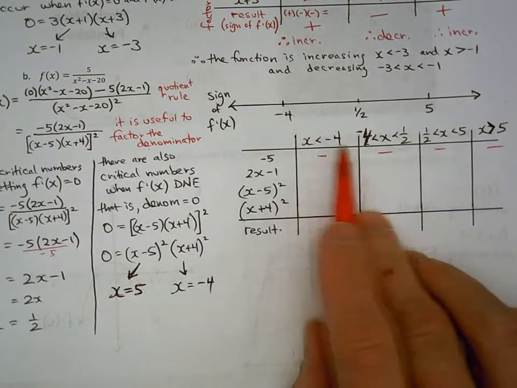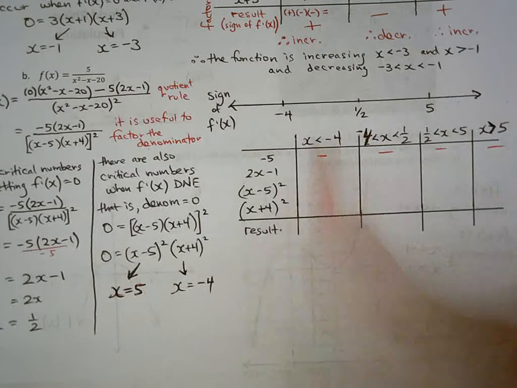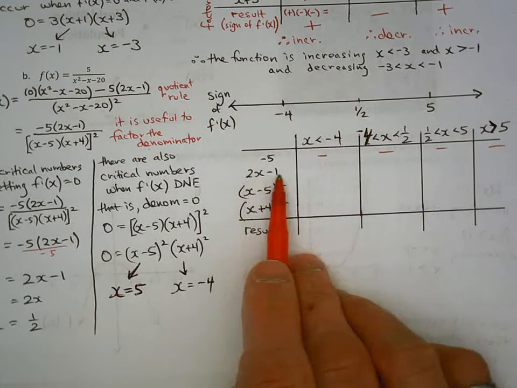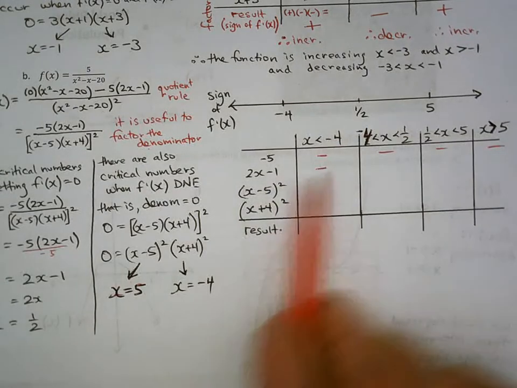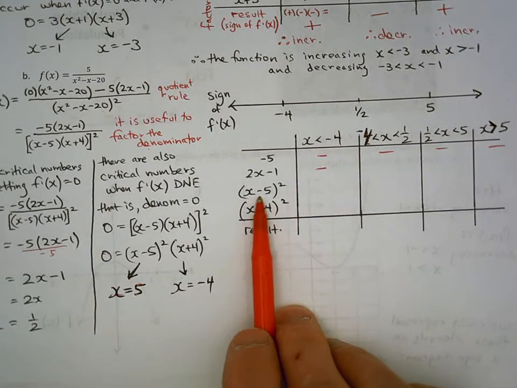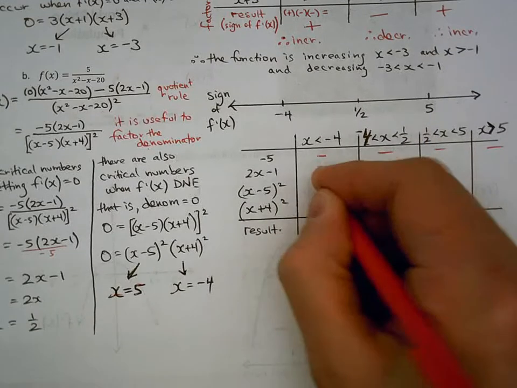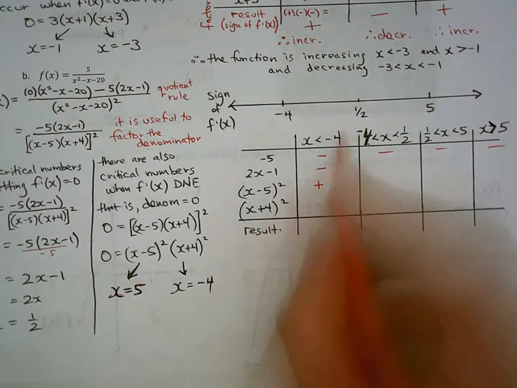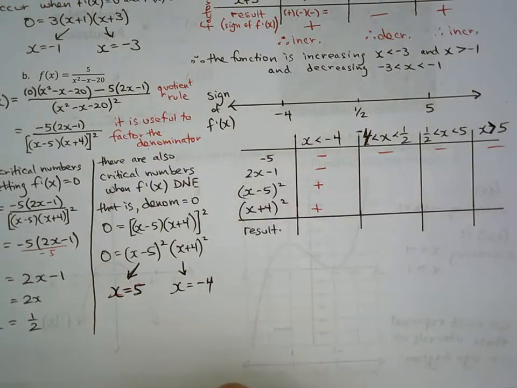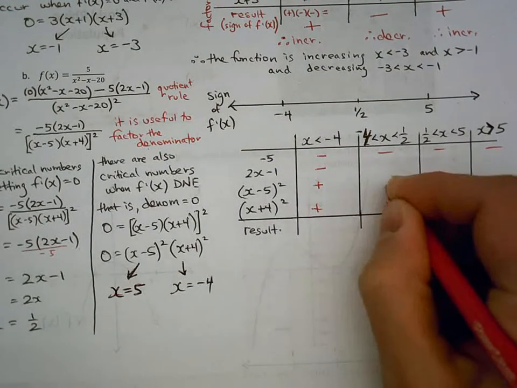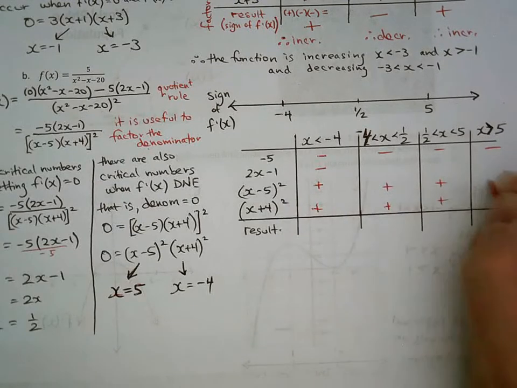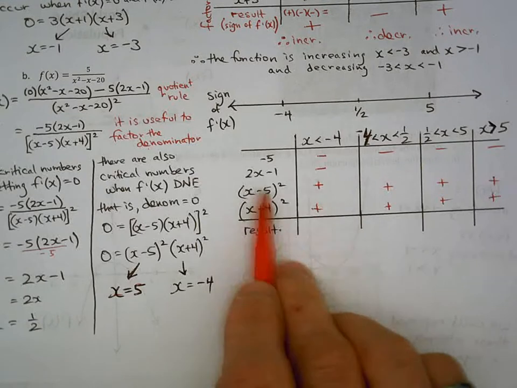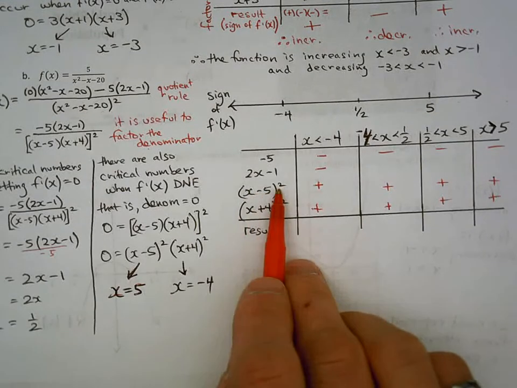Let's choose a number that's less than negative 4, negative 5. If I put it in here, I end up with 2 times negative 5, which is negative 10, minus 1, so it's negative. Negative 5 minus 5 is negative 10, I square it, I get a positive. Negative 5 plus 4 is negative, but I square it, I get a positive. In fact, these two are always going to be positive, because no matter what x value I put in here, I'm always squaring my result. If it's a negative or a positive, I always square it and end up with a positive.